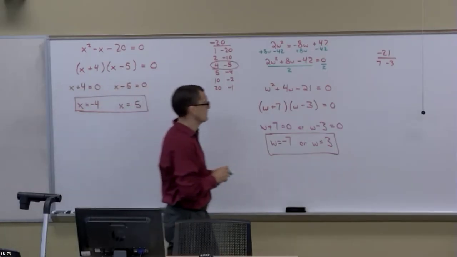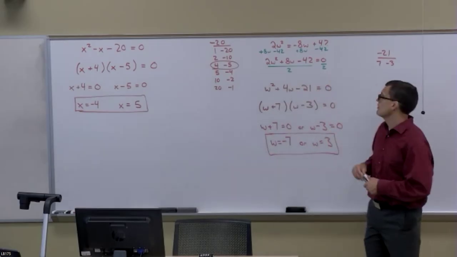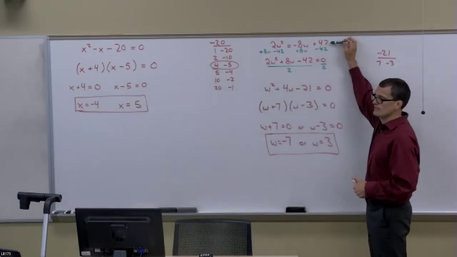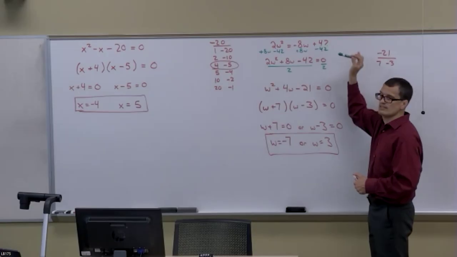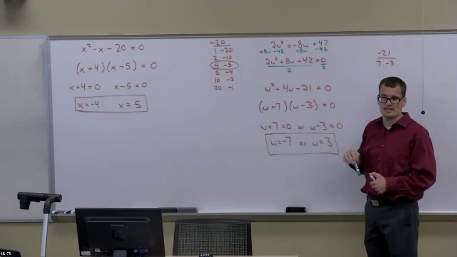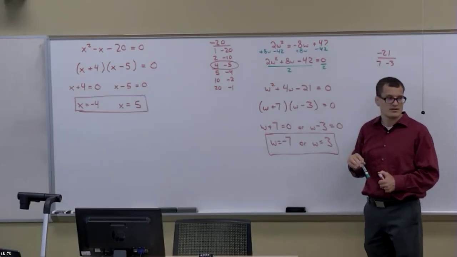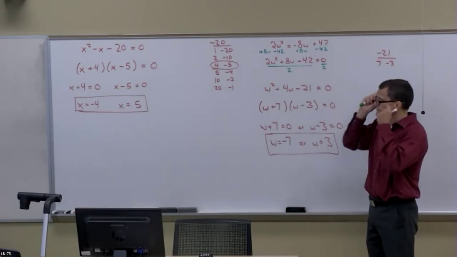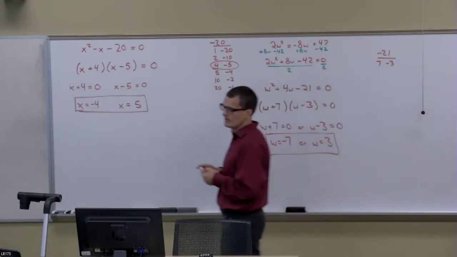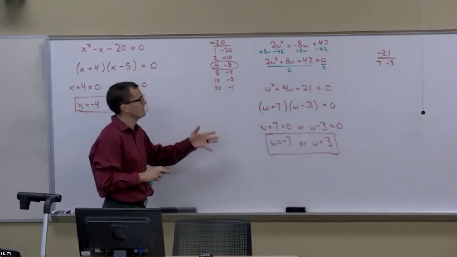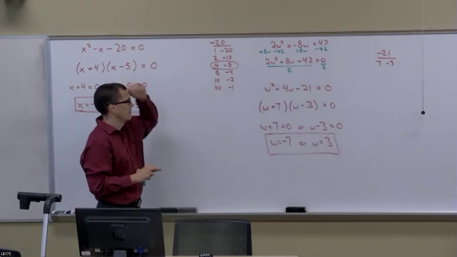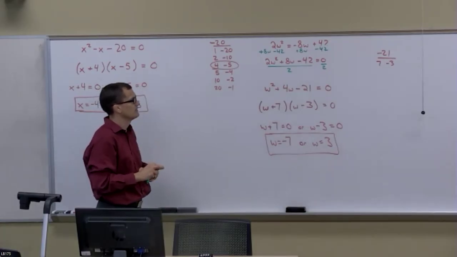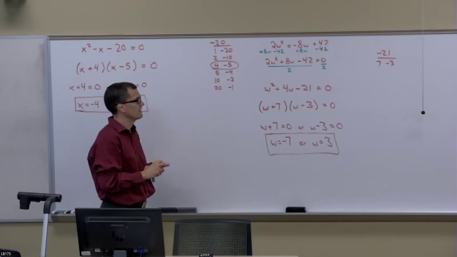And by the way, if you wanted to check your answers, you could go back up to your original quadratic equation and plug those into w and see that the sides are the same. So if you plug in the negative 7 for w, and plug in the 3 for w, you would figure out that those two sides are the same.